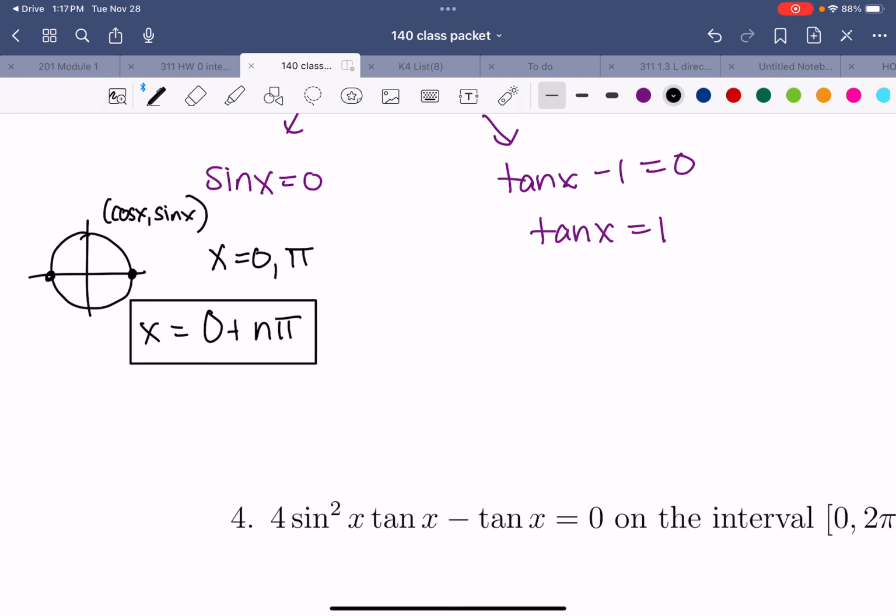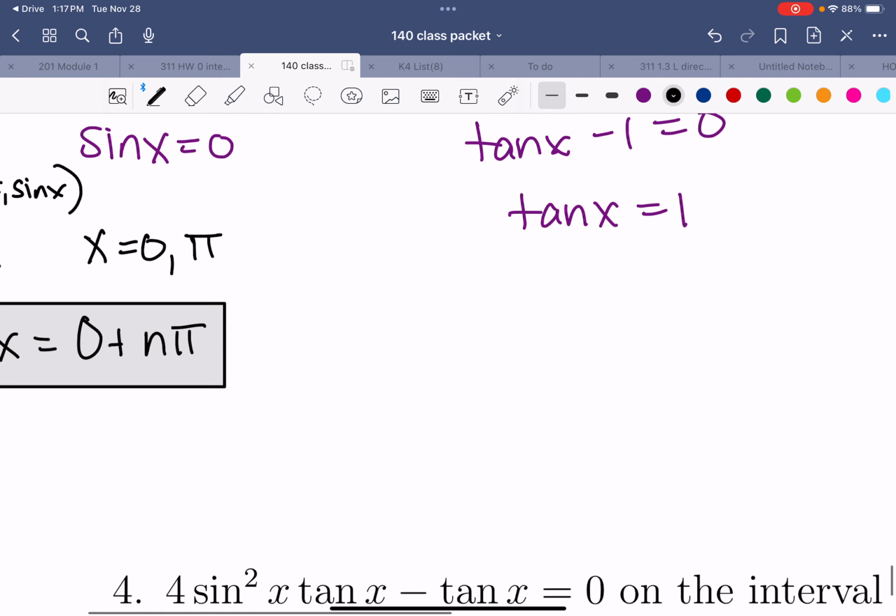So those are solutions. Now, if I go over here for tangent x equals 1, okay, tangent x equals 1, this is opposite over adjacent, right? So I need the opposite and the adjacent side to be the same. So that's going to be our 45, 45, 90.